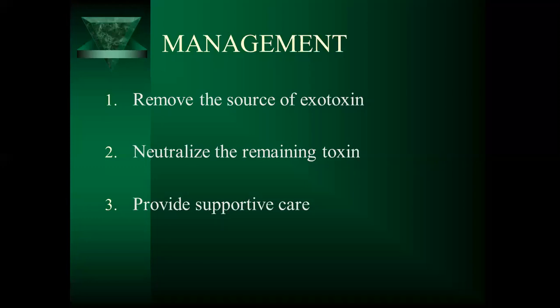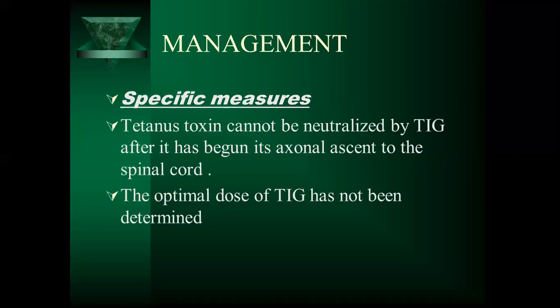Supportive care: you keep the patient in isolation and in a dark room, not touching, and keep one patient in one room. You have to provide the bowel and bladder care. So what are the specific measures? Like I said, neutralize the exotoxin. You have to neutralize it by tetanus immunoglobulin, before it reaches the spinal cord.